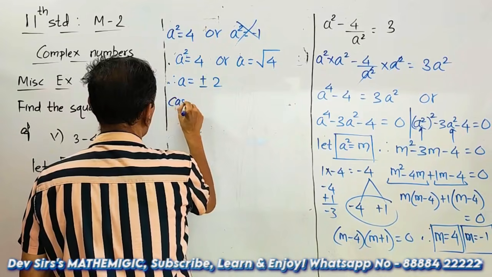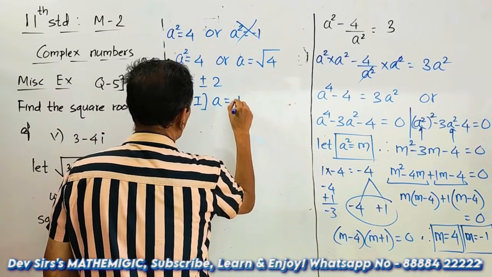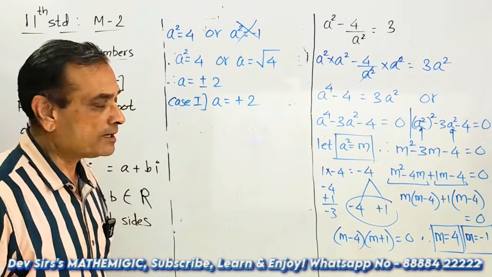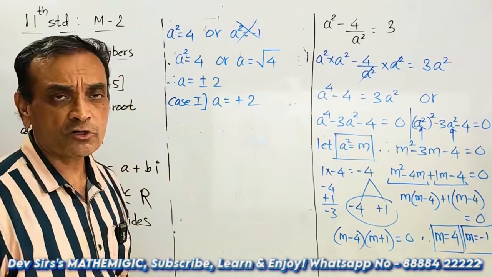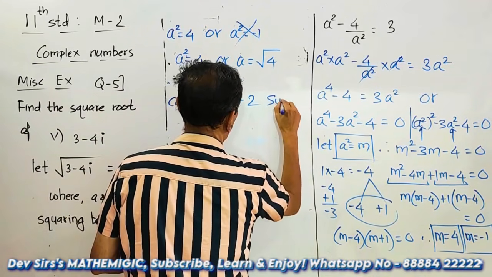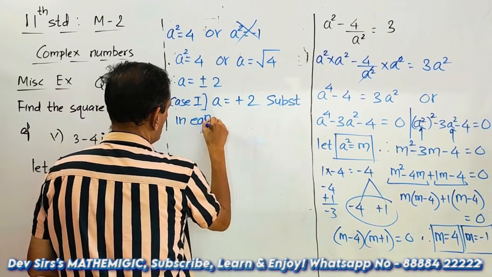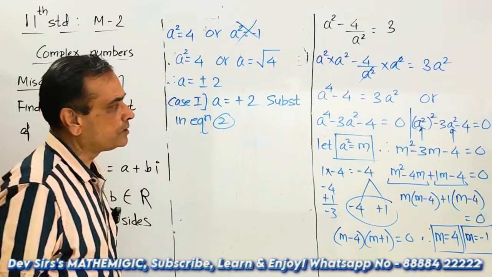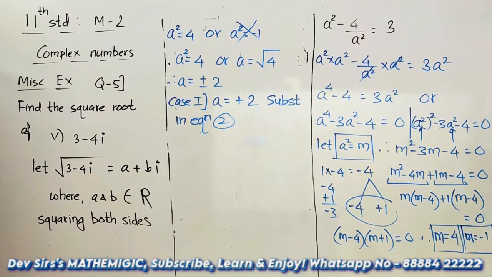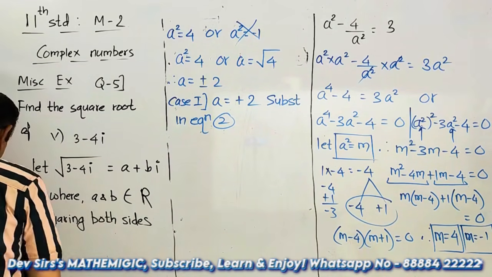Case 1. A is equal to plus 2. अभी b की वैल्यू कहाँ पे सब्स्टिट्यूट, how will you find the value of b? Get the equation of b. Substitute in equation. Equation 2 आपके पास है, देखो सब्स्टिट्यूट करो वहां पे. What was the value of b? Just check the value of b.